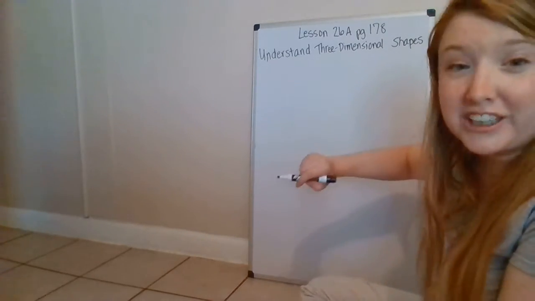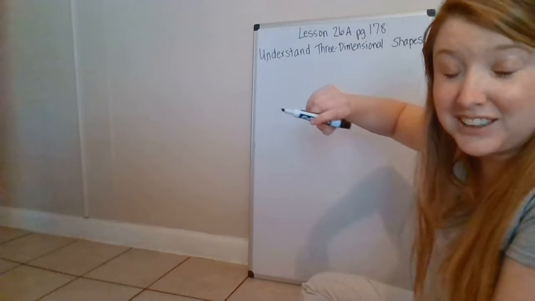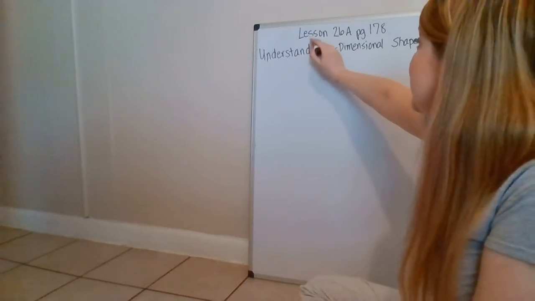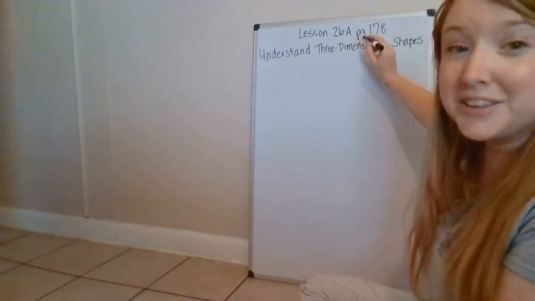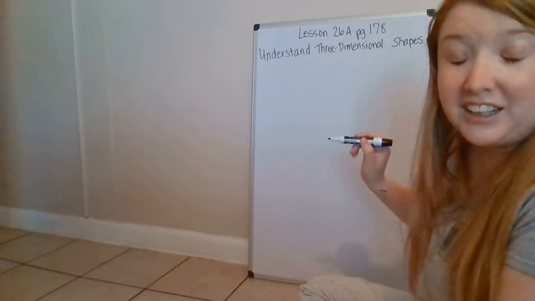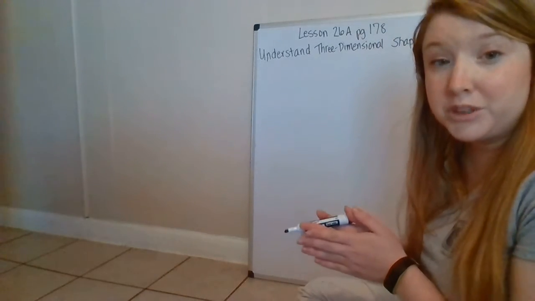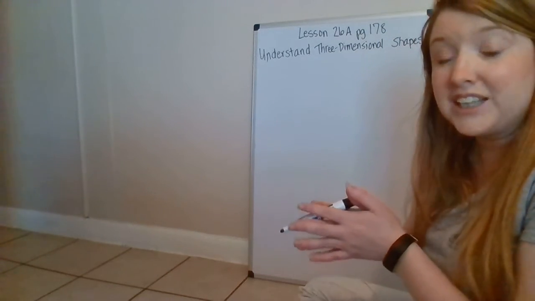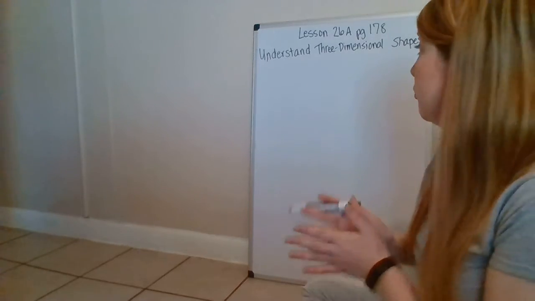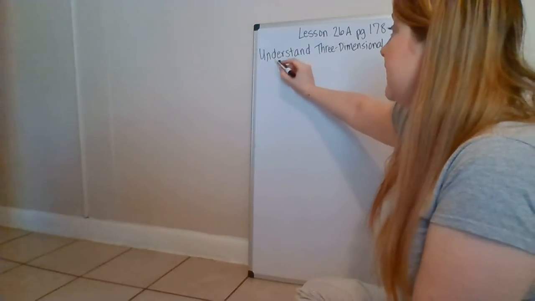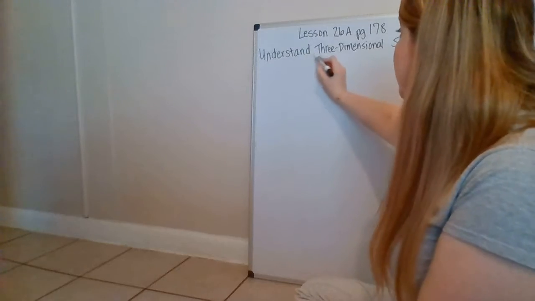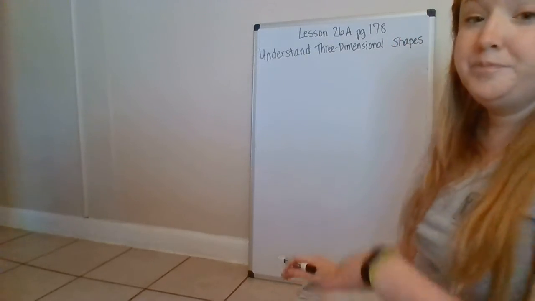Okay, so we are working on the next lesson in our unit on geometry, which is lesson 26A. It's on page 178 in your lesson book, which is the one that we do our lessons together, not the one that we send home for homework. The title of this lesson is Understand Three-Dimensional Shapes.